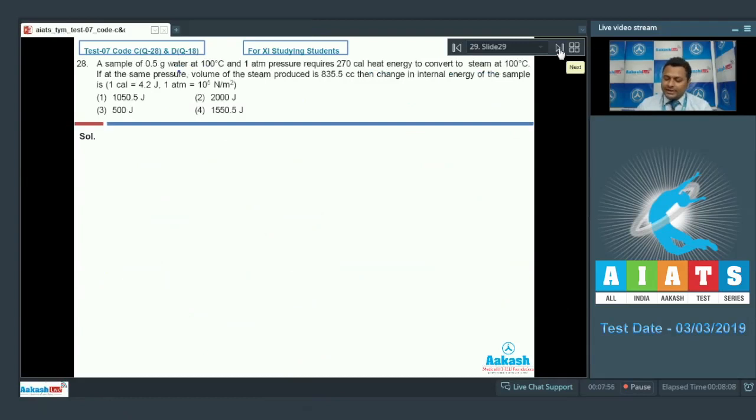Question number 28. A sample of 0.5 gram of water at 100 degrees centigrade and 1 atm pressure requires 270 calorie heat energy to convert to steam at 100 degrees centigrade.